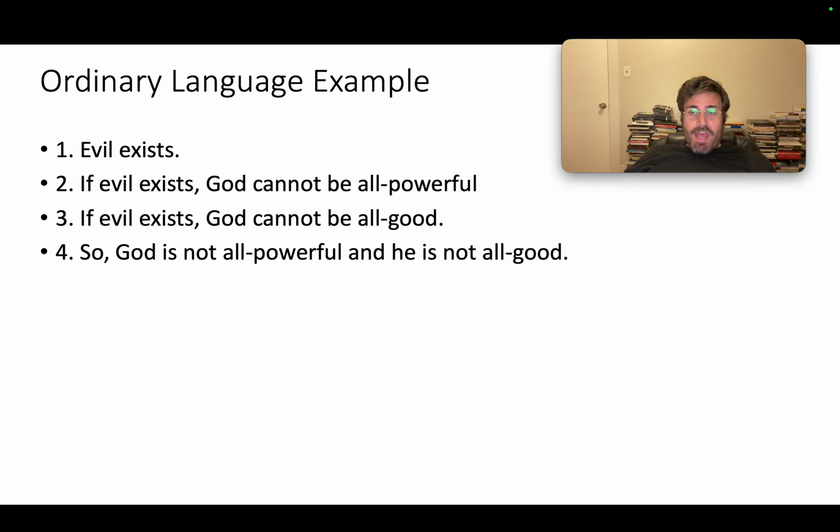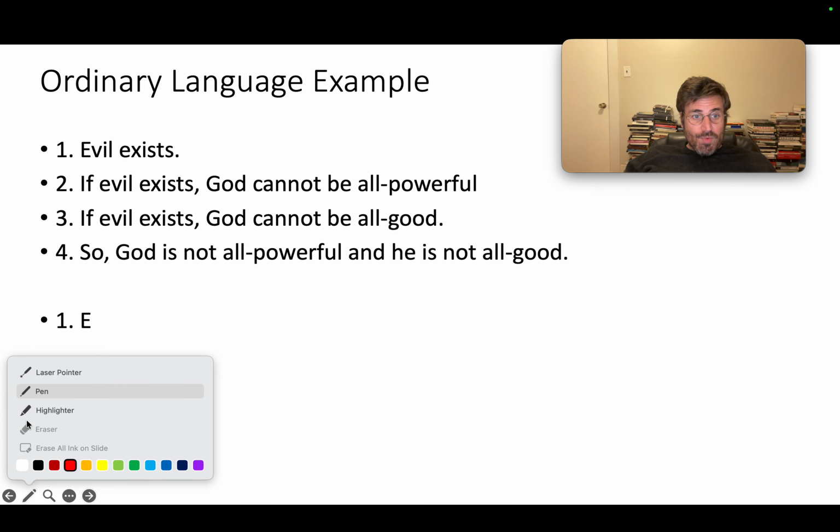We have to kind of examine what our operators are, or really what our connectives are, and see if we can't translate them into symbolic notation. So I'm going to translate the first premise into the single proposition E. E standing in for evil exists. Evil exists has no connective, so we don't need a logical operator. This is just a simple proposition without a connective.